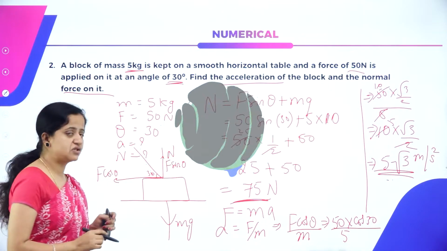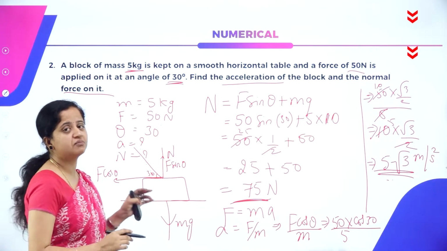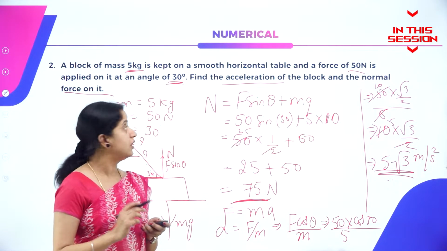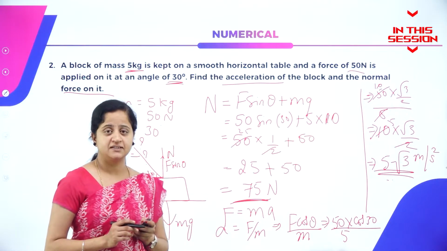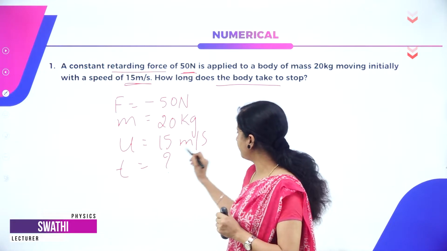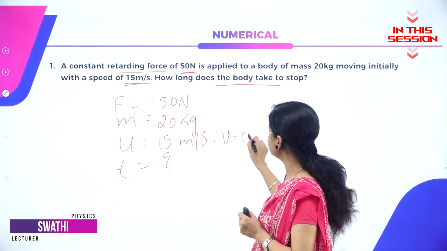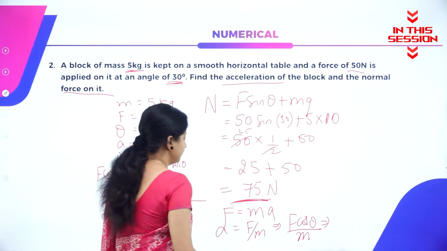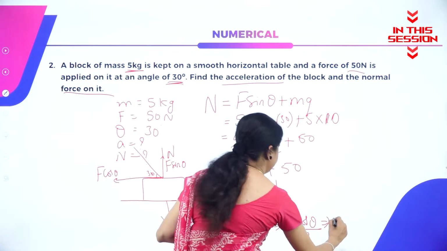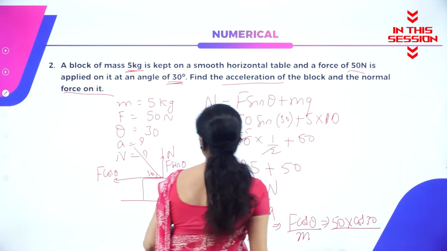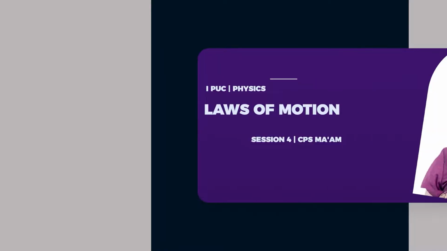So we can make use of the data given here to find the normal force and the acceleration of a block which is kept on a horizontal smooth table. In this question, it is only given the initial velocity but the final velocity is not given, and hence the value of v is equal to 0. So what is f cos theta? It is 50 into cos 30 divided by the mass, which is 5 kg.